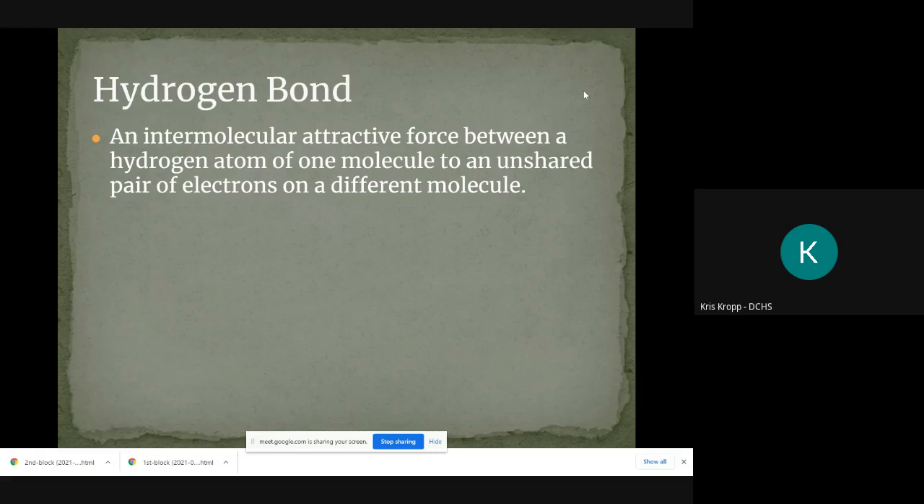We talked a little bit about a hydrogen bond yesterday. And remember that a hydrogen bond is really not a bond, but it's just an intermolecular force of attraction. It occurs between a hydrogen atom that's on one molecule, and then it goes to an unshared pair of electrons on a different molecule.